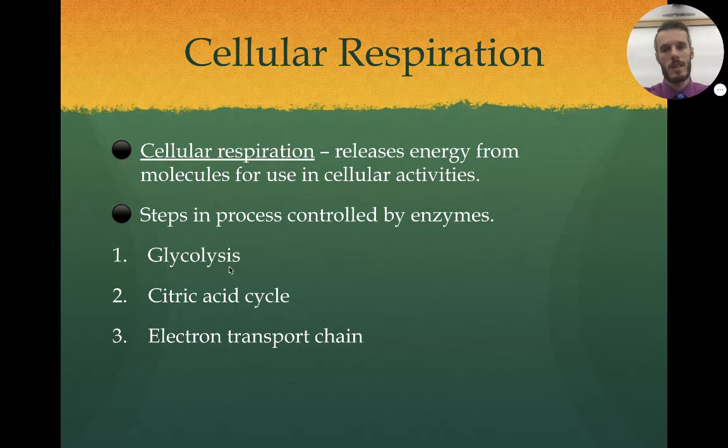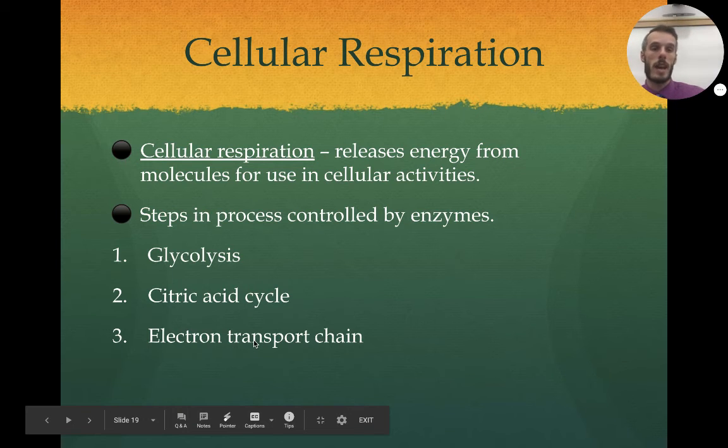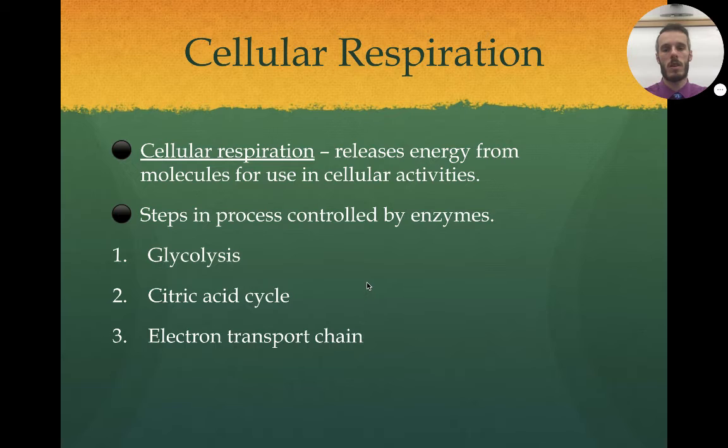The steps are known as glycolysis, which occurs in the absence of oxygen, and then we have the citric acid cycle and the electron transport chain. Glycolysis, like I said, can occur without the use of oxygen, but it only forms a few ATP, whereas the citric acid cycle and then the electron transport chain produce many more ATP molecules.